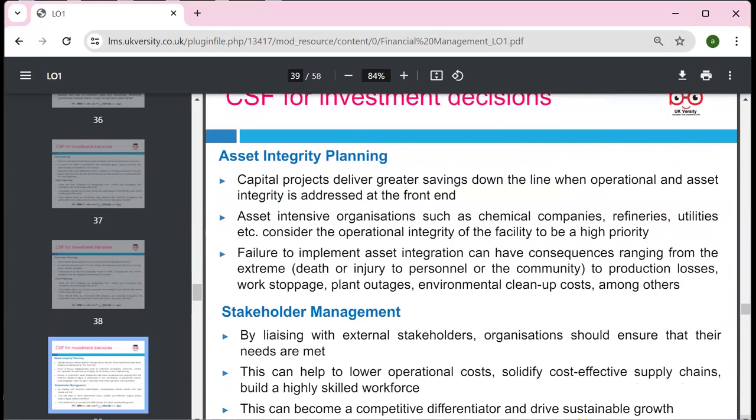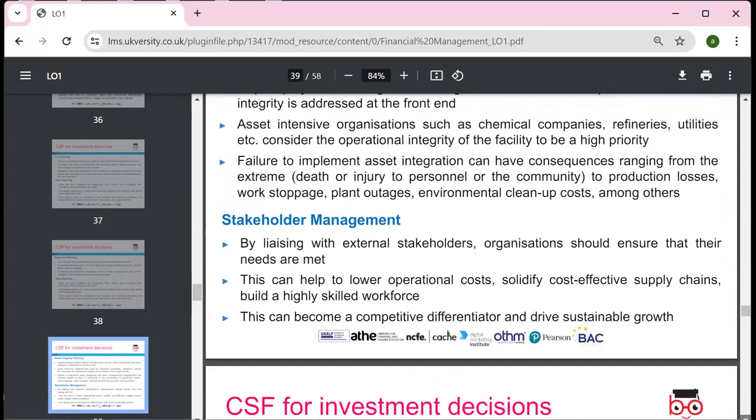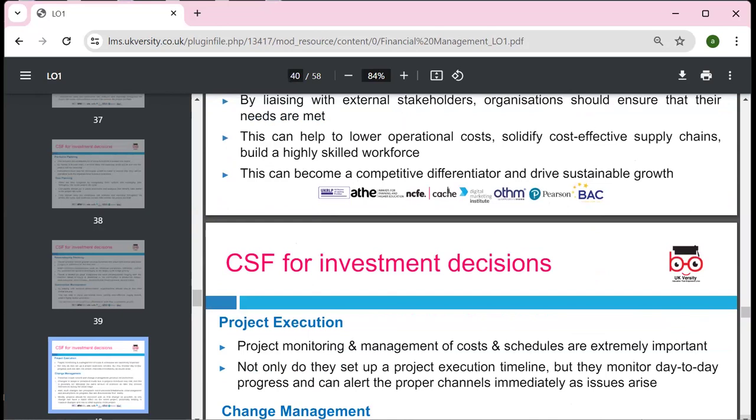CSF asset integrity planning is quite crucial, where we look at the assets honestly and show the real value of the asset, not creative accounting like Enron. We can also look at stakeholder management, which is done by liaising with external stakeholders. Okay, another CSF is project acquisition, which is very important.